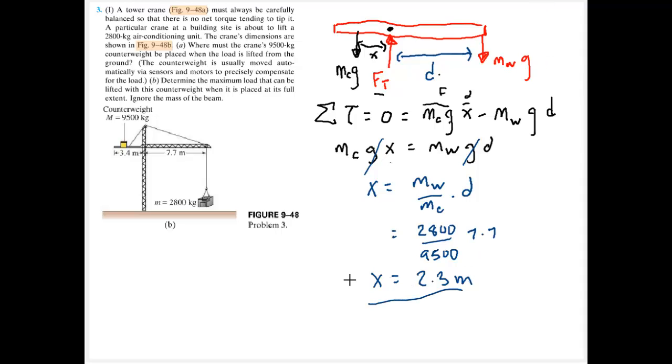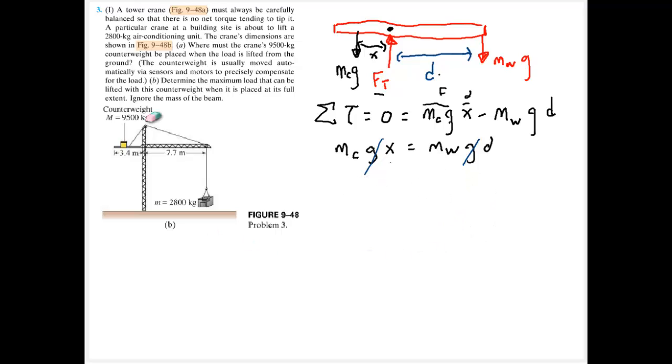For part B, we're actually going to start this totally the same. We're going to write all of the torques about the pivot point there. Only this time we're going to know that that distance x is going to be the maximum that it can possibly be, which is 3.4 meters. And now I'm solving for this mass right there. So I can erase this as well.